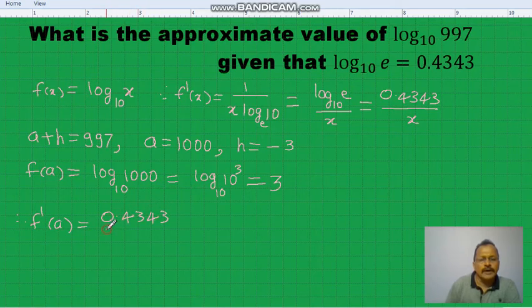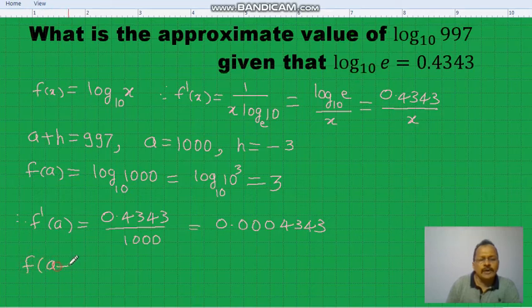And therefore f'(a) is equal to 0.4343 divided by 1000, equal to 0.0004343. Now use the approximation formula, f(a plus h) approximately equal to f(a) plus h f'(a).